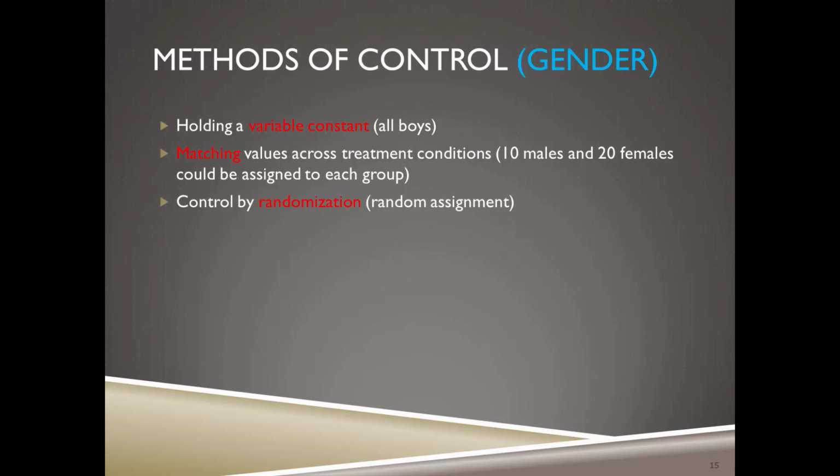So in this case, we want to see what ways are there that we can use to control gender. There are basically three ways. One is holding a variable constant. So in order to avoid the gender differences, we do our experiments only on boys. That's called holding variable constant.